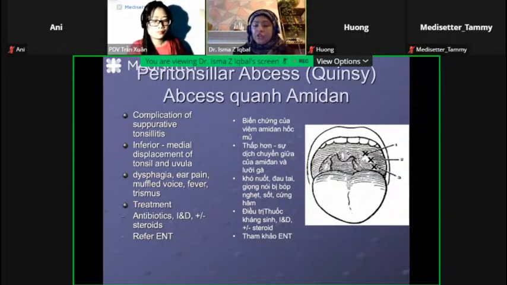And incision and drainage of the swelling, which is an abscess behind the tonsil.